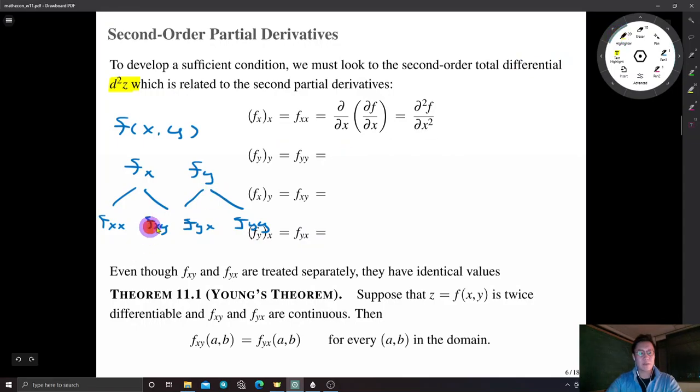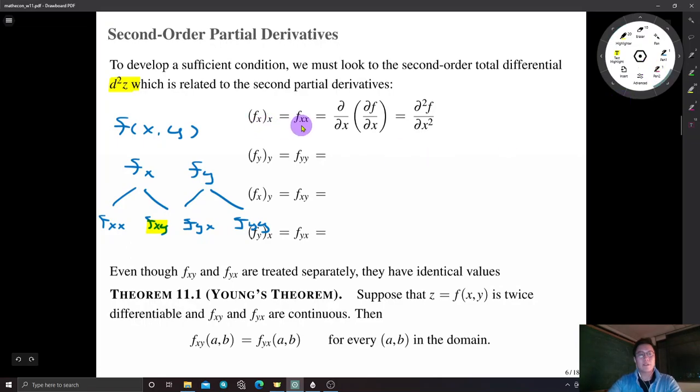For this one, f sub xy, that is inherited from f sub x. So we start from f sub x, regarding this as a function of x and y, and then treating y as a variable and x as a constant, and then take the derivative. Then we obtain f sub xy. So we have a total of four second partial derivatives.